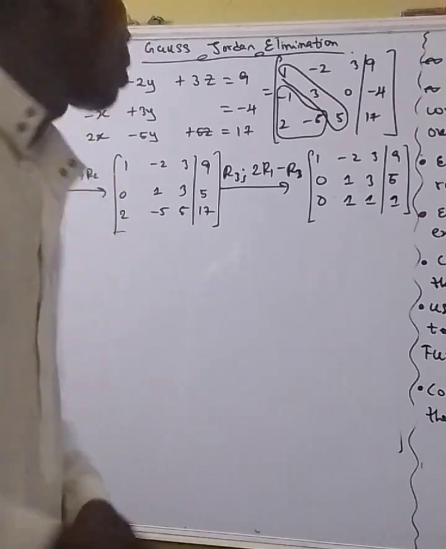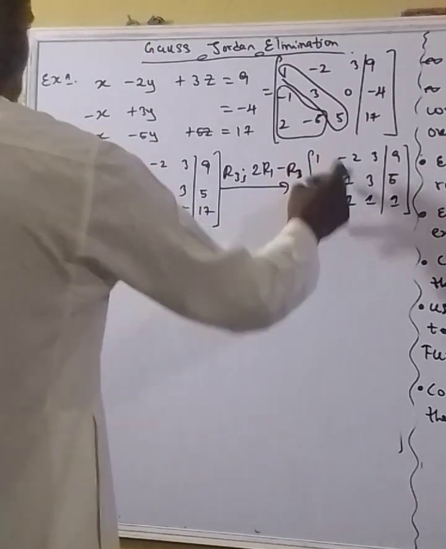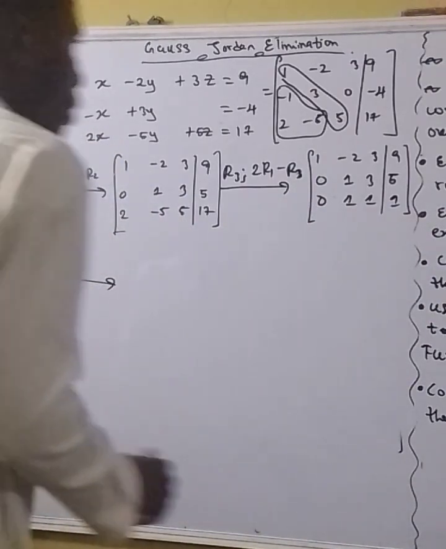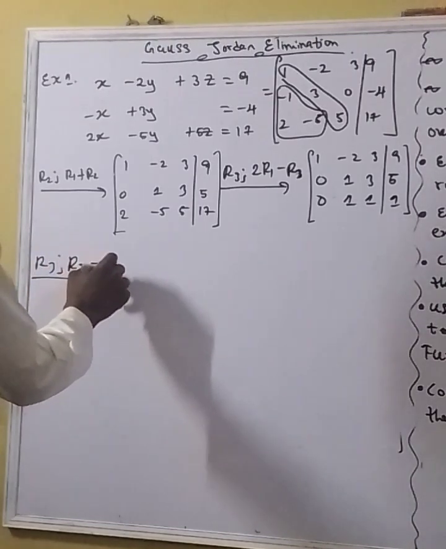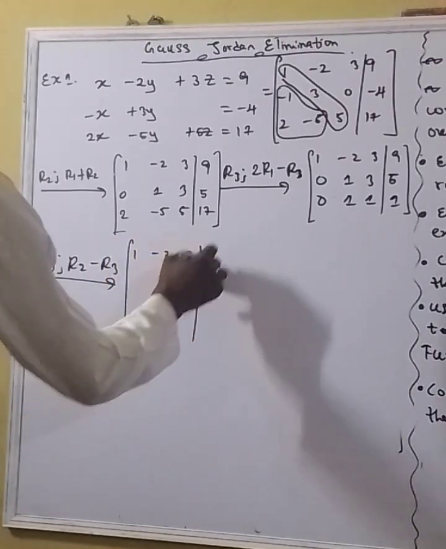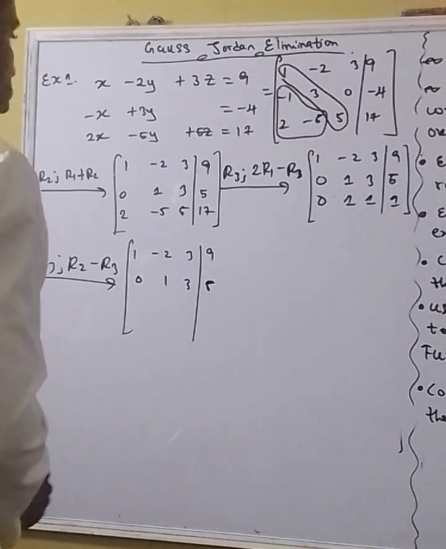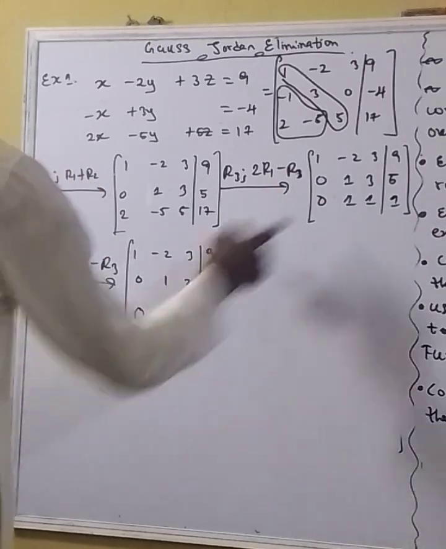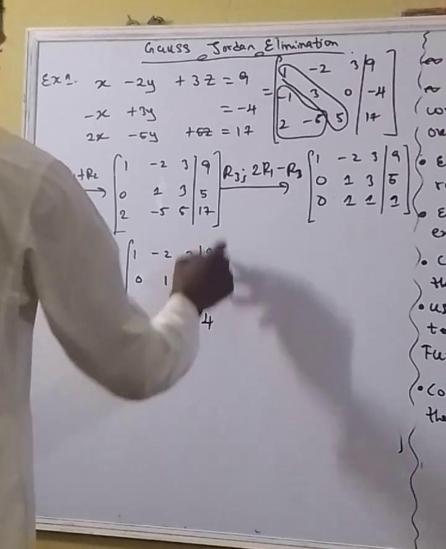with the normal elementary row operation. Now at that point, we could easily just say row 2 minus row 3. So 1, negative 2, 3, we have 9, 0, 1, 3, we have 5. So from there, 0, 1 minus 1, 0, 3 minus 1, you have 2. Then 5 minus 1, this gives us 4.